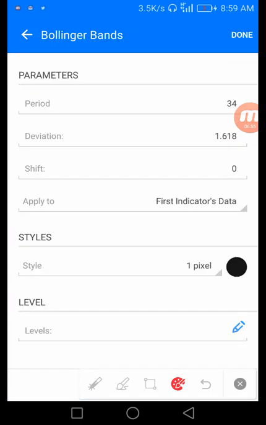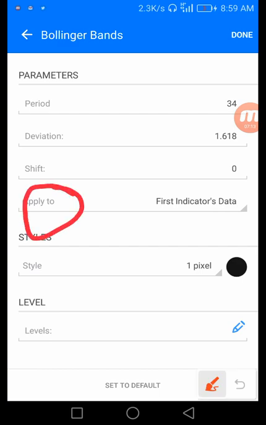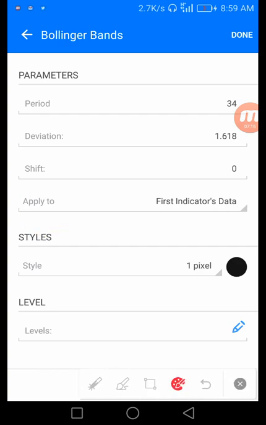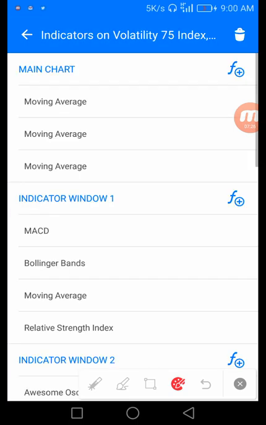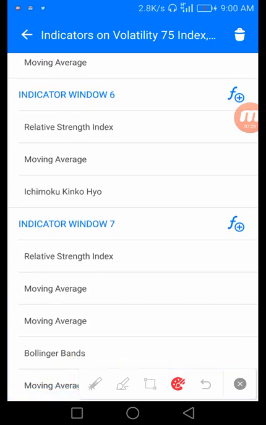Then you add Bollinger Bands. The Bollinger Bands period is 34, the deviation is 1.618, shift 0. Apply it to first indicator's data. Please notice all the places we are applying the indicators to, because they are not the same. You apply some to previous indicator, you apply some to first indicator. So note all this, because if you don't apply them properly, you won't get the perfect and exact results of the indicators.